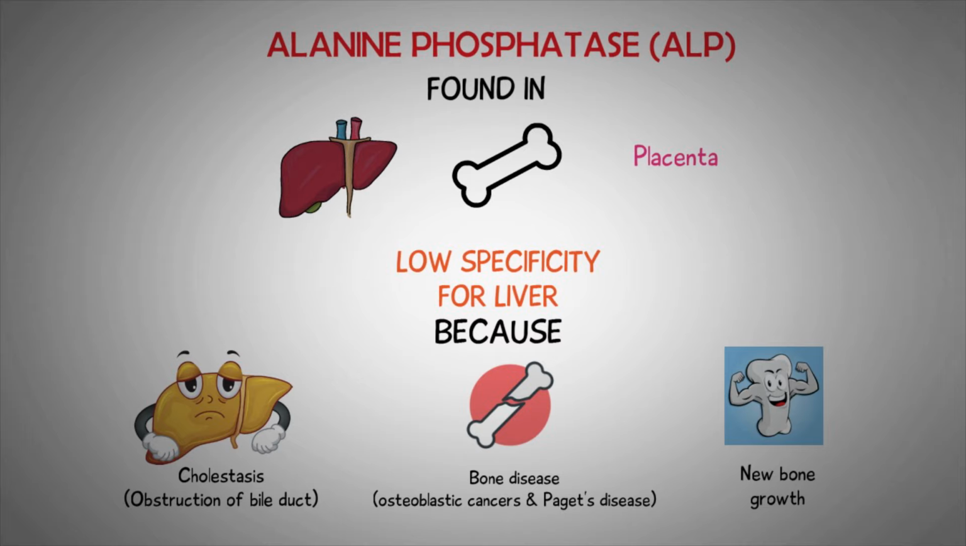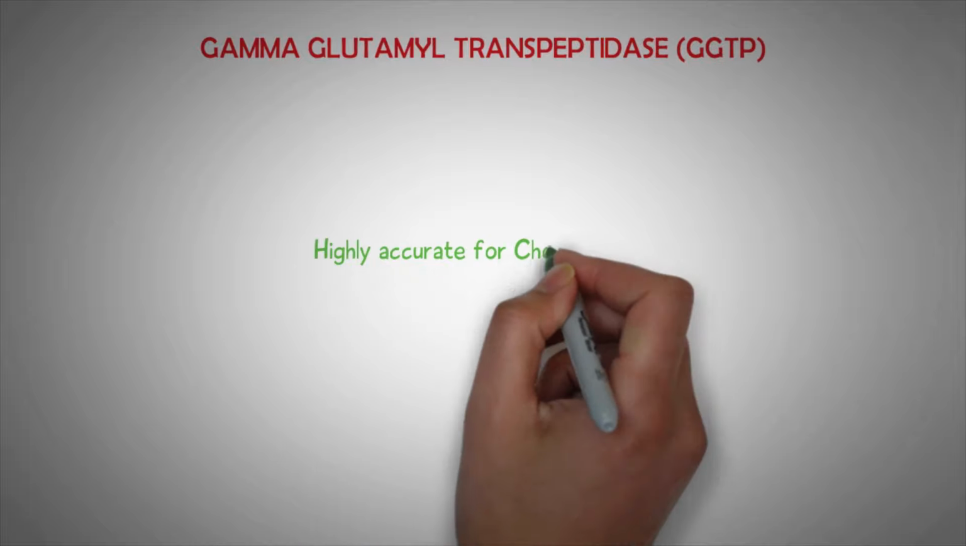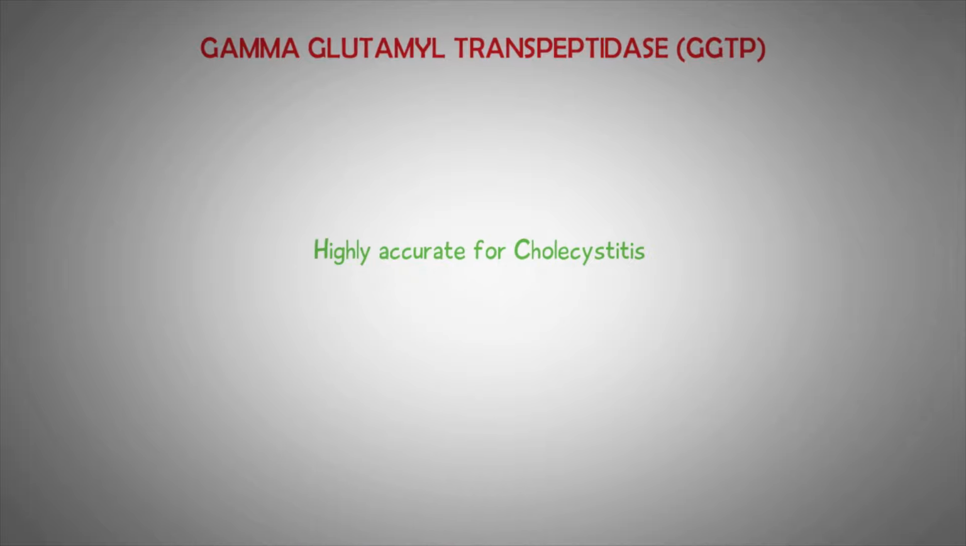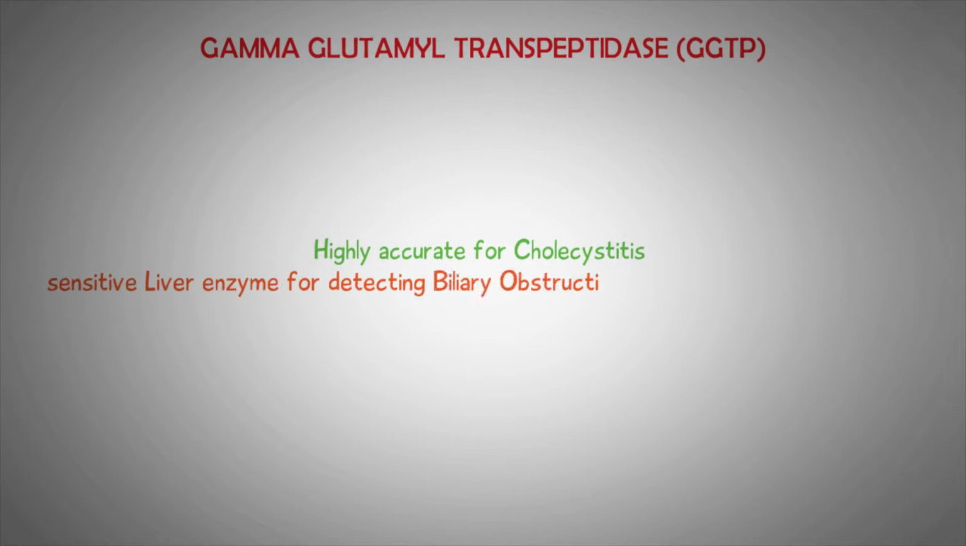So because of these uncertainties, another test is performed called GGTP, gamma glutamyl transpeptidase. This test is highly accurate in indicating cholecystitis. It is the most sensitive liver enzyme for detecting biliary obstruction, cholangitis, or cholecystitis.